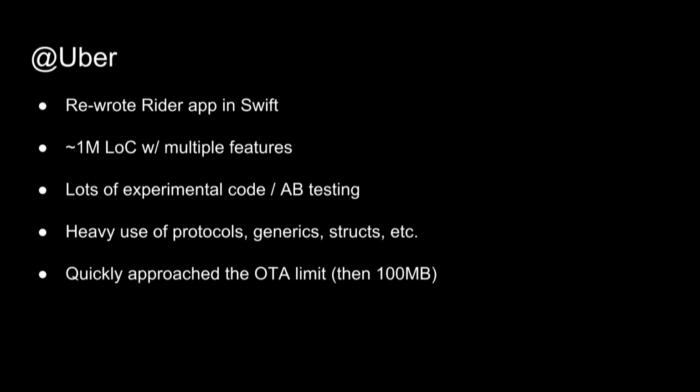We had about 1 million lines of code with multiple features and modules. We do a lot of A/B testing, so we had tons of experimental code. We use protocols and generics and other Swift features heavily. So just about 10 months after the rewrite, we reached the OTA limit, which was 100 megabytes at the time.